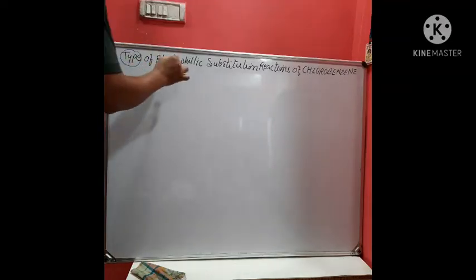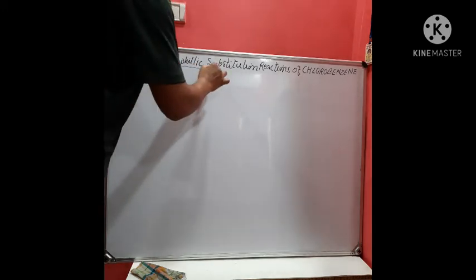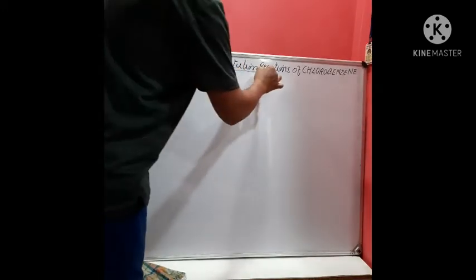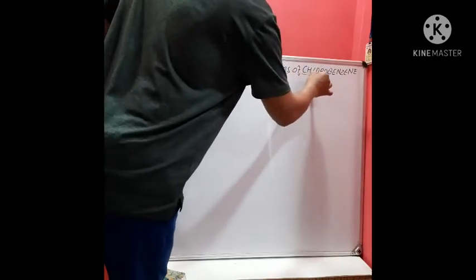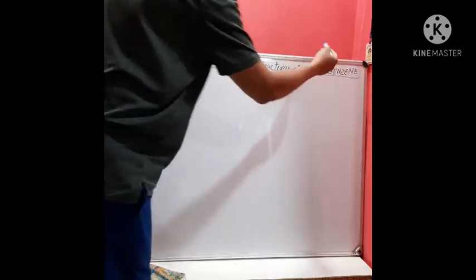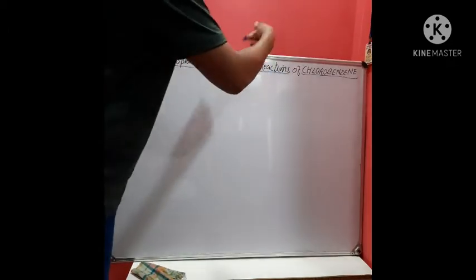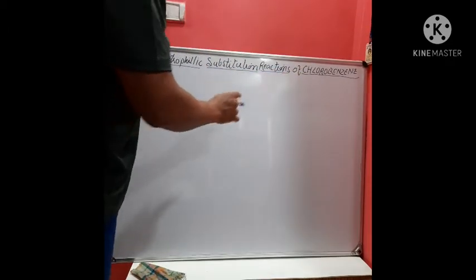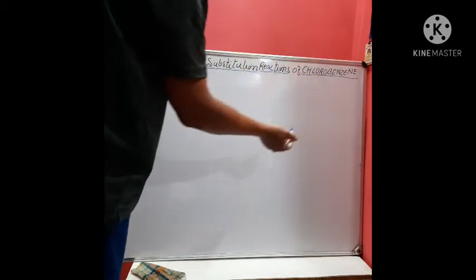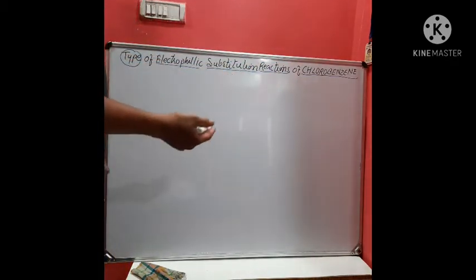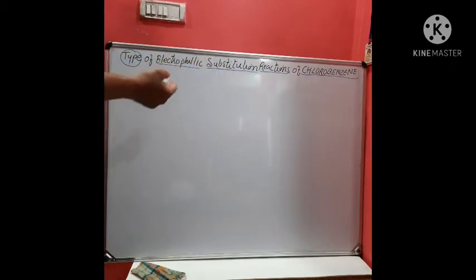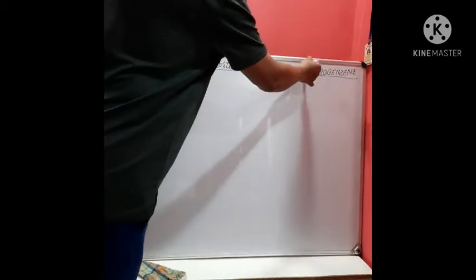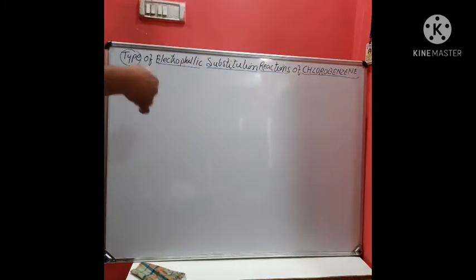Types of electrophilic substitution reactions of chlorobenzene. In haloarene, now I have specified the reactant. What? Chlorobenzene. You can take any of the halobenzenes, but I am explaining by taking the example of chlorobenzene. Similarly, there will be bromobenzene, etc.